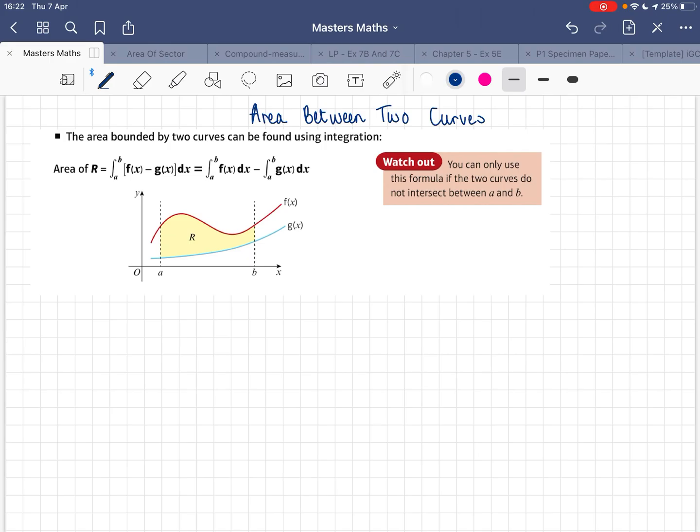And basically what we do is use this formula. So the area between two curves can be found using integration, obviously, by doing the integral of f of x, so your first curve, the curve at the top. I hope that makes sense. So f of x is the curve that is above the other curve.